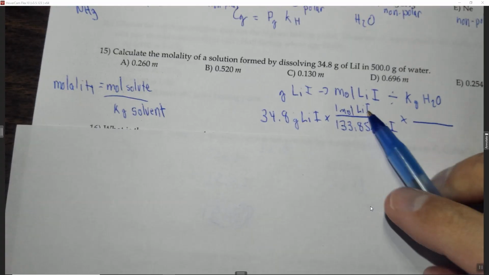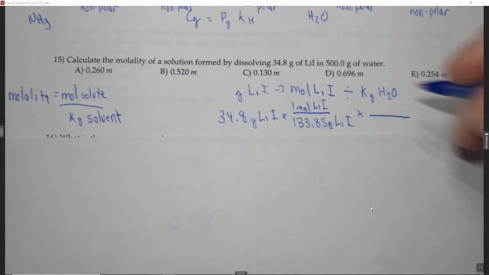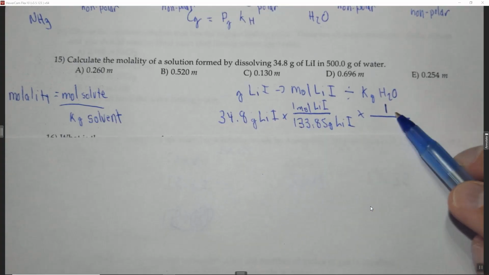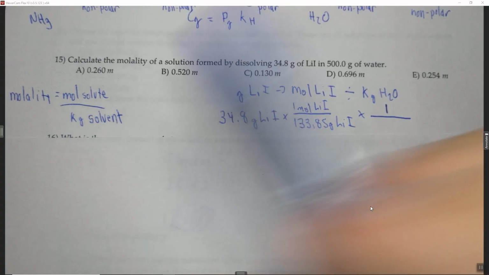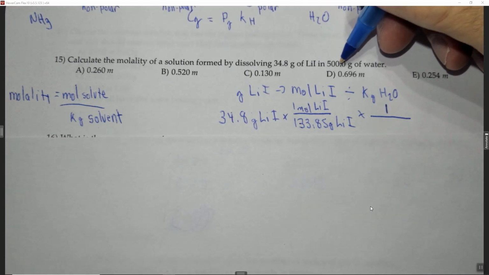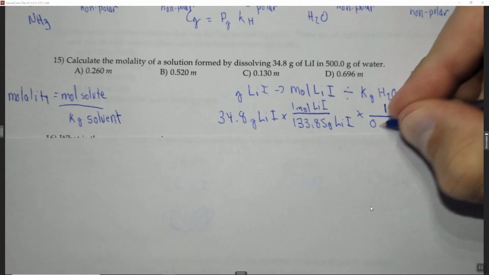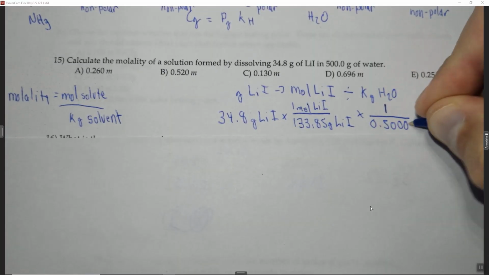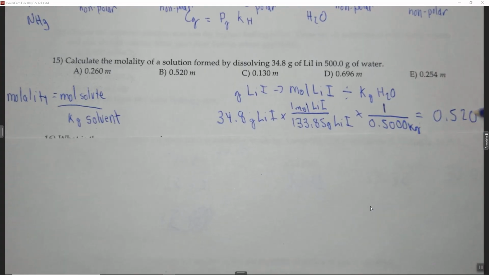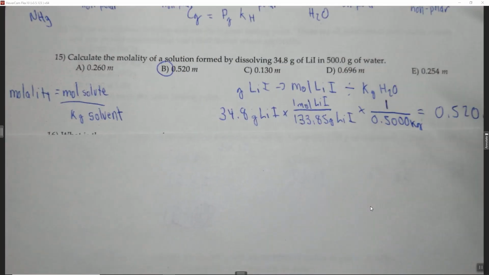times. Now to divide in what looks like dimensional analysis, we simply put a unitless 1. Why? Because that moves the moles over. Now we have moles on the top. We can put kilograms on the bottom. Don't forget, it has to be in kilograms, not grams, so you got to divide that by 1,000. So 0.5000 kilograms. And when you do that math, you find that this is 0.520 molal. So 0.520 molal, which is choice letter B.